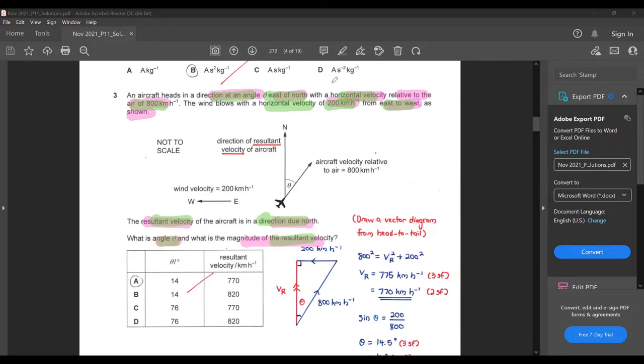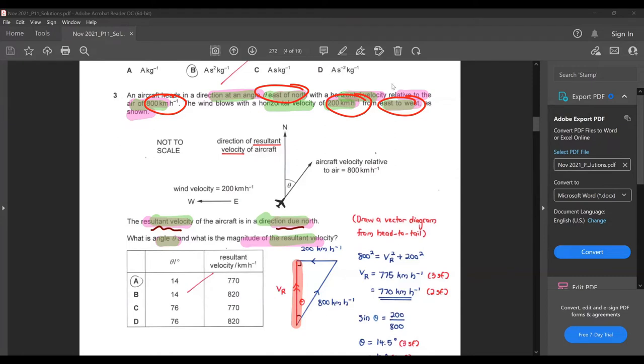So here you can try to do something like this. We know that the resultant velocity of our aircraft is north. So say this is our resultant velocity right now. We are due north. And then there are two other velocities that made up this resultant velocity. First was the aircraft moving at 800 km per hour at the angle theta east of north. And then second is the horizontal wind velocity, 200 km per hour east to west.